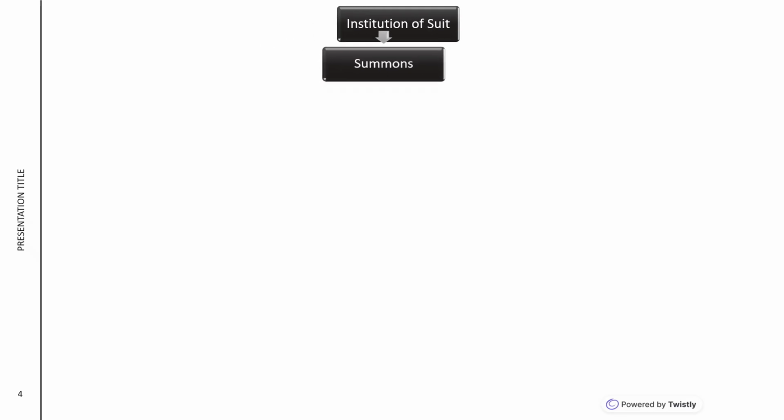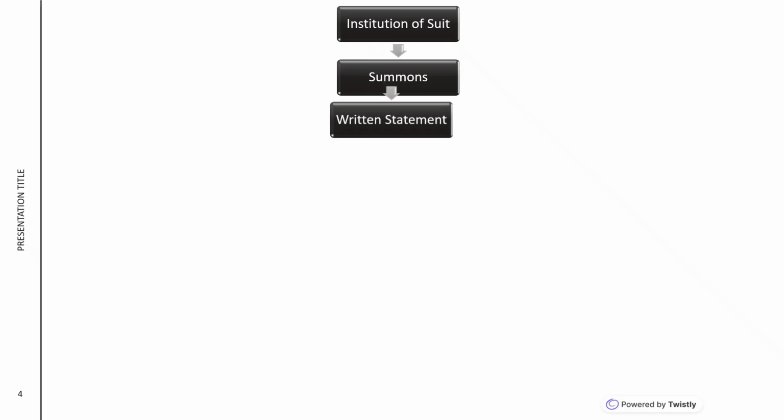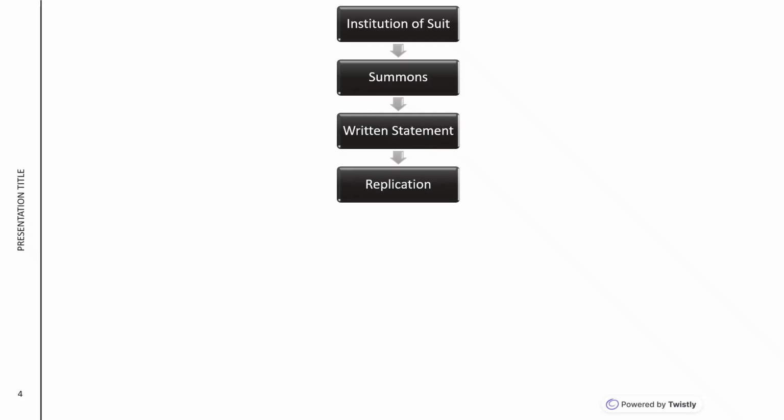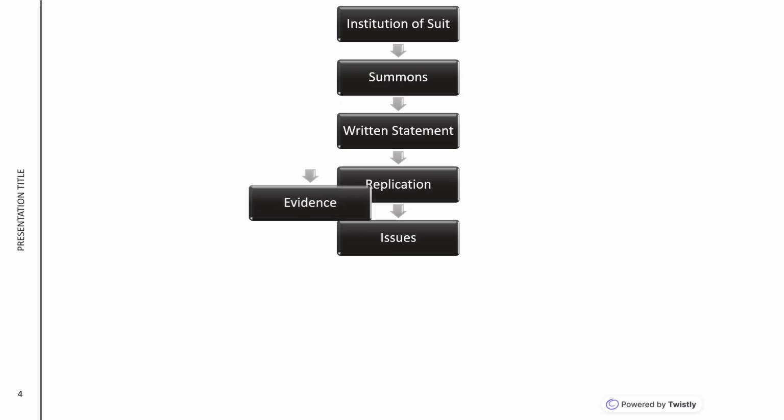Now let me give you a quick overview of various stages involved in a civil suit. The first stage is the institution of suit, which is usually done by the plaintiff by filing a plaint. The second stage is the summons stage, where the court issues summons to the defendant to appear on a particular date. And the third stage is the written statement, which is filed by the defendant. The fourth stage is the replication stage, which is filed by the plaintiff. And the fifth stage is framing of issues, which is done by the judge.